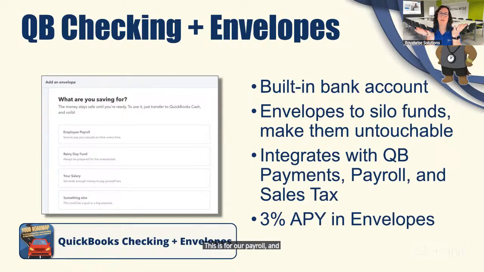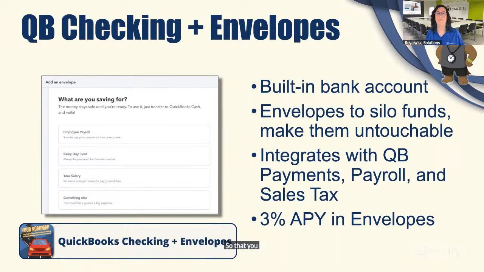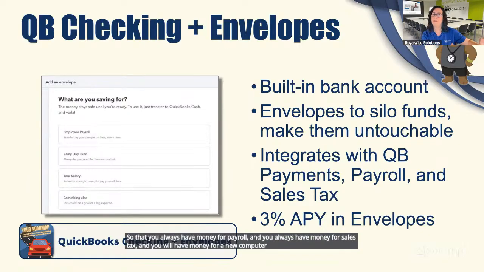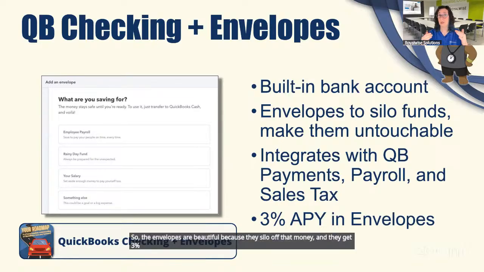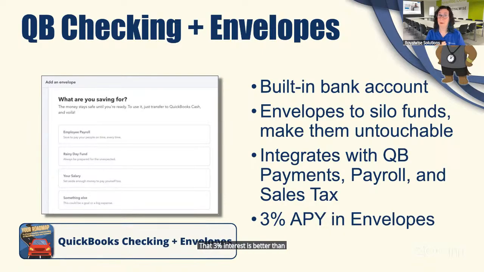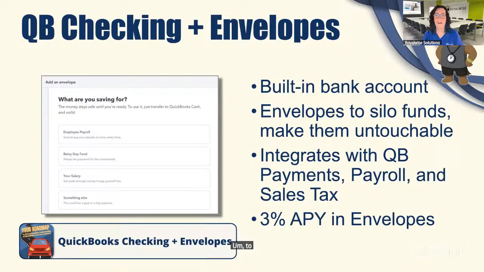And so basically, you can use QuickBooks Checking as your checking account and then move the money into different envelopes or holding tanks so that you always have money for payroll and you always have money for sales tax and you have money for a new computer and you have some money set aside for the owner, for their owner draws. So the envelopes are beautiful because they silo off that money and they get 3% interest. So you can have a little savings account going. That 3% interest is better than I get at Bank of America. So I have a QuickBooks checking account and I try and put all my money into the envelopes in order to take advantage of that interest.